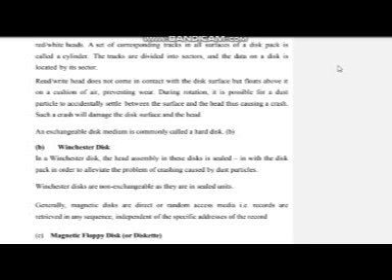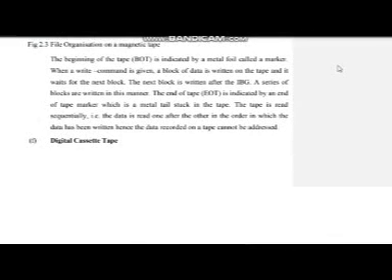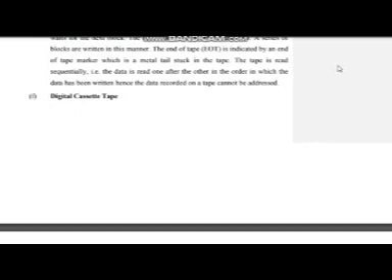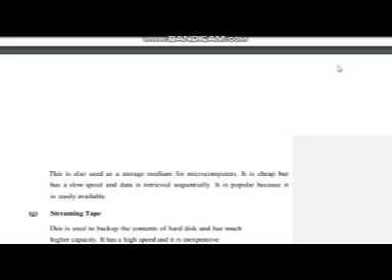Magnetic tape. Just note the words. You don't need to write any notes on these ones I've just mentioned. The digital cassette tape, your old cassettes, if most of you are experienced enough to have met them. And we have the streaming tape, video tape recorder. Just write them down, but you don't need to write any paragraph underneath it. Optical storage media.